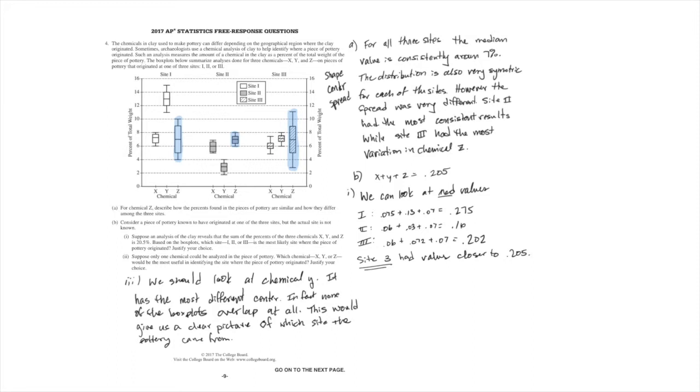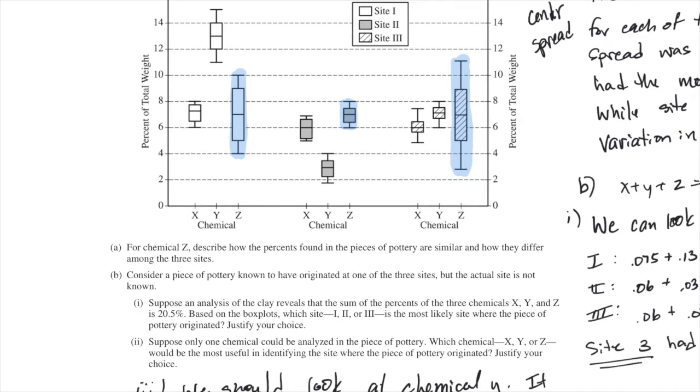In part A, it wants us to talk about chemical Z and say how the percents from the pottery pieces are similar and how they differ among the 3 sites. So we're looking at chemical Z, and I've highlighted each of the 3 box plots. You could have circled them or whatever you wanted to do to make them stand out. Instantly, the first thing I noticed is that they're very similar in where their centers lie. It's about 7 all the way across the board. I also noticed that they were all very symmetrical in shape. But the big difference here is that this one is extremely consistent in the results.